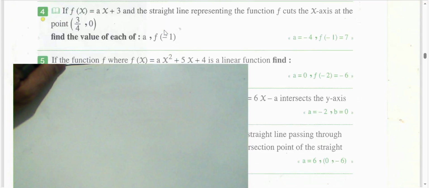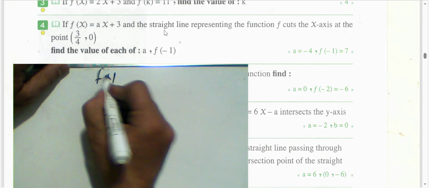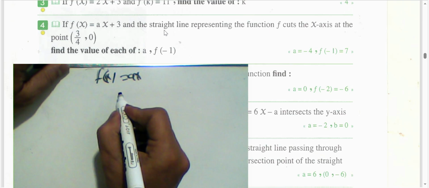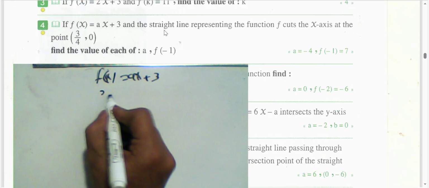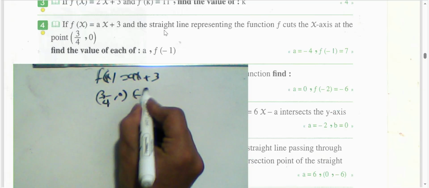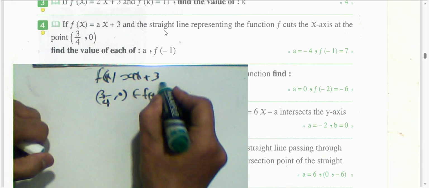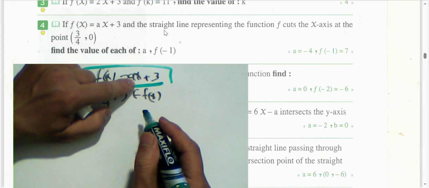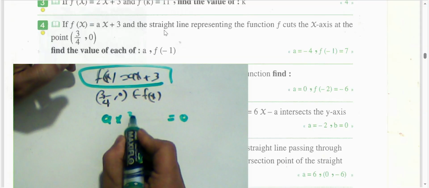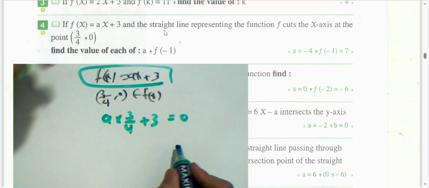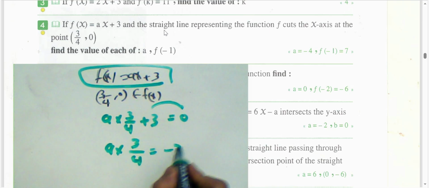Next question. You give me f of x equal ax plus 3, and the point passing through we have 3 over 4 and 0 belonging to the function f of x. Then this point will satisfy the equation. Okay, put the value of x equals 3 over 4 and the result will be 0. Okay, equals 0 here, and we have a product by 3 over 4 plus 3. Move 3 here, then a product by 3 over 4 equal negative 3.